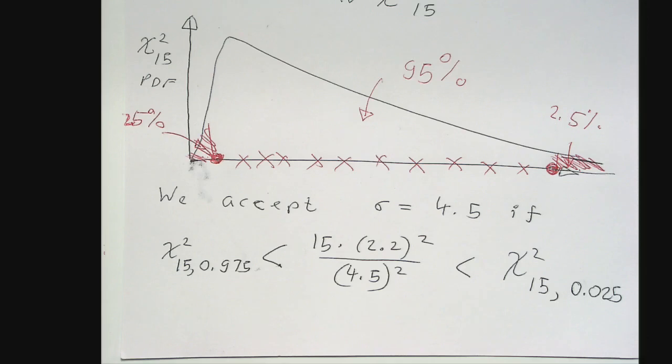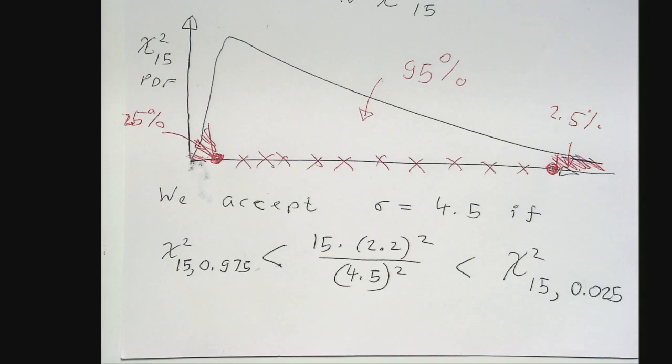What we have done here is to compute this, which according to equation 72 must have a chi-square distribution. So it's 15 degrees of freedom. If you look at equation 72, according to this equation, this number here must have a chi-square distribution with 15 degrees of freedom.